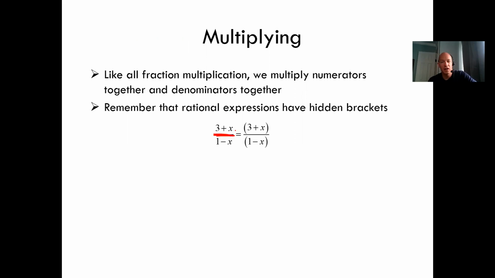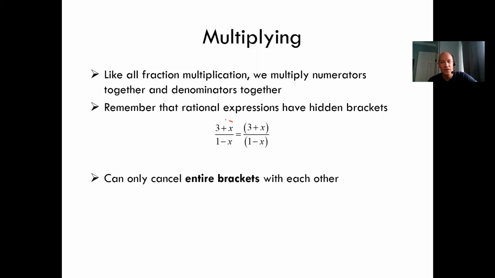One big thing just to keep in mind with rational expressions: the divided by sign means there are hidden brackets around everything, so that's really important. One common mistake is to say, oh, there's an x up top and an x on the bottom, I can just cross them out. No, you absolutely cannot. You can only cancel entire brackets with each other.